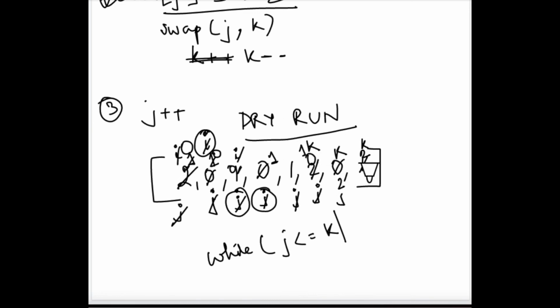So now we have all the 2's pushed forward, all the 0's in the beginning, and also the 1's in the middle. So it's sorted. So yeah, that was about this dry run. Now let's see how to make the code change for this.